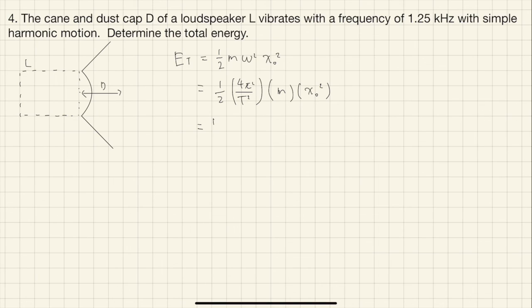This can be simplified into half times 4 pi squared f squared times m times x initial squared. f in this case is frequency. By substituting all the known values in, we get a total of 0.145 joules. And there we have it.